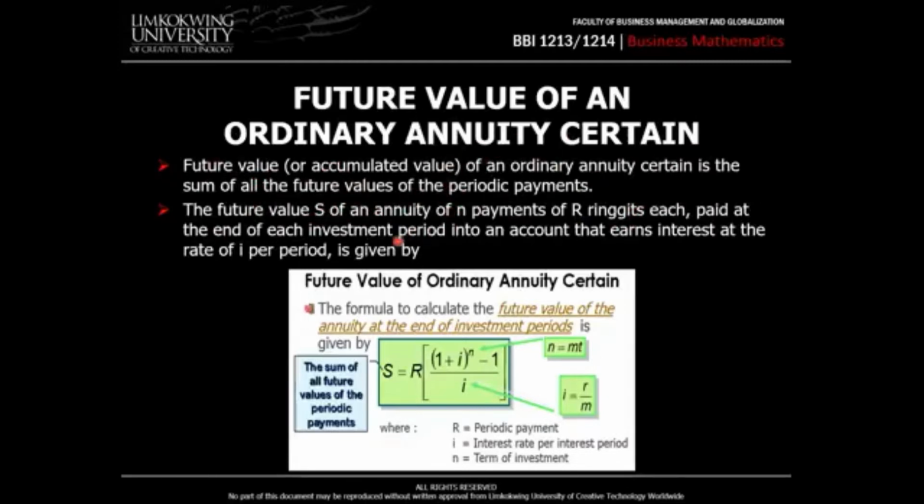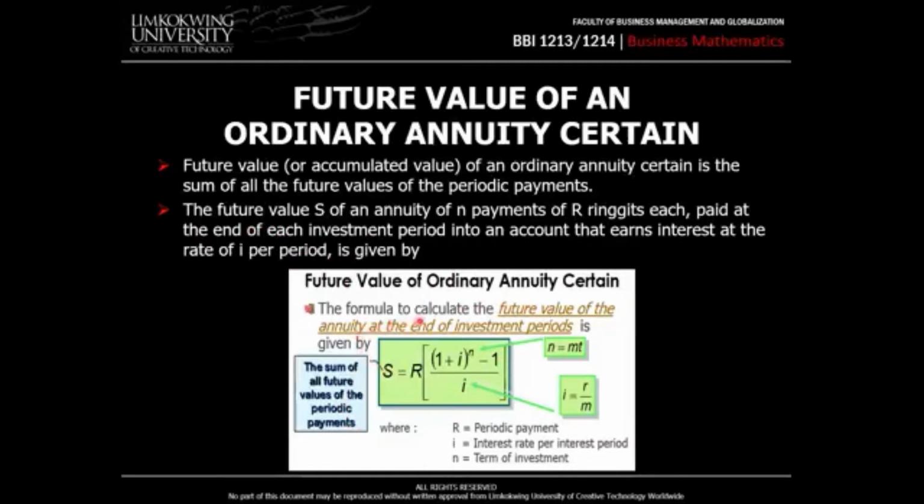The future value S of an annuity of N payments of R ringgits each, paid at the end of each investment period into an account that earns interest at the rate of I per period, is given by this formula. The Malaysian ringgit is considered the same as dollars, same formula.